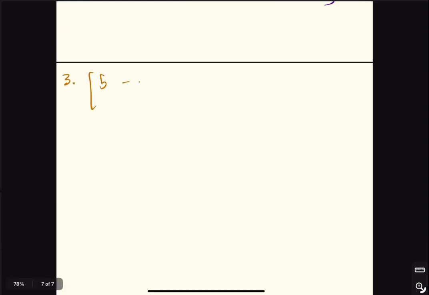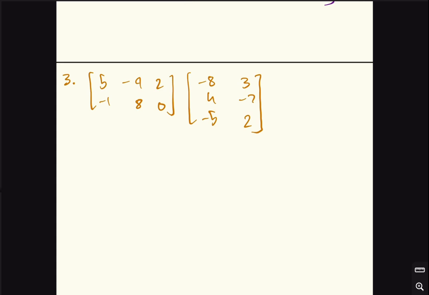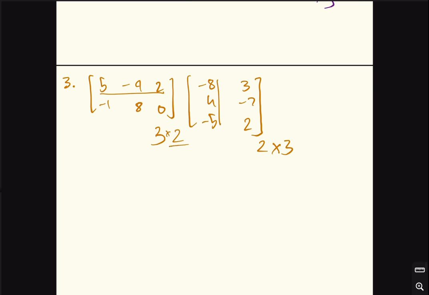For example, 5 minus 9 2 minus 1 8 0 into minus 8 3 4 minus 7 and minus 5 2. Here you can see many minus signs are there, so it will be easy only. Here you see how many columns are there? 2 cross 3. How many columns? 1 2. 2 cross 2. 2 cross 3. How to do this? Here you see the number of rows is equal to the number of columns. Number of columns is equal to this. This is equal to this. So these both are compatible for multiplying.